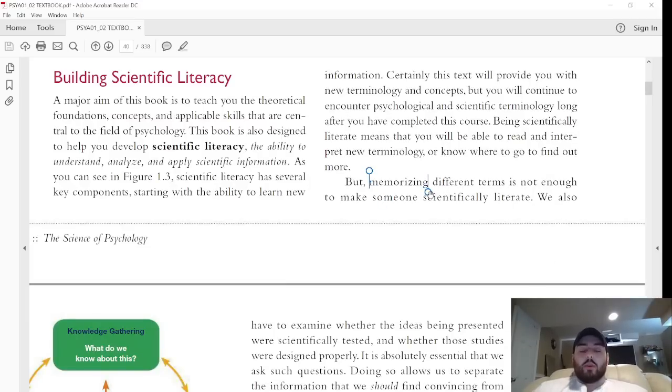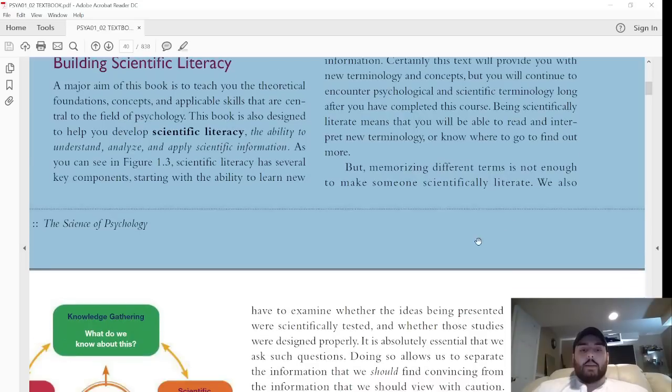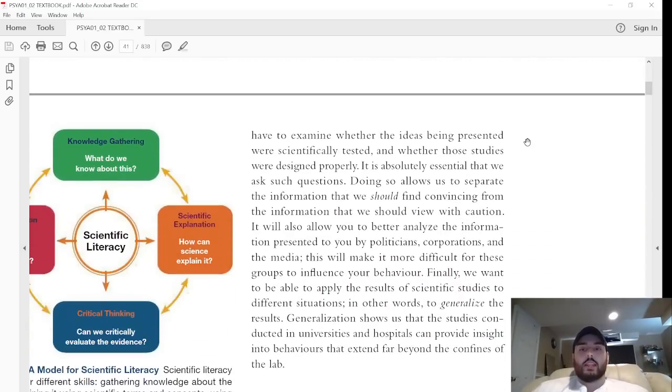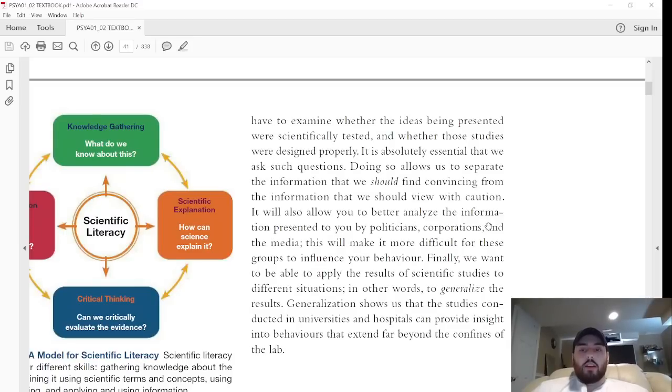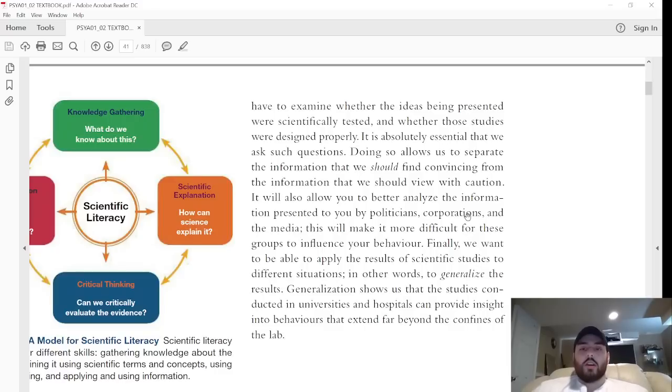Memorizing different terms is not enough to make someone scientifically literate. Now, this is a key point here. I understand that I'm going through different definitions in this text and giving you different small examples, but for every term that I'm giving you, it's important that you understand how to break it down into layman's terms so that you also understand it. And we also have to examine whether the ideas being presented are scientifically tested and whether those studies were designed properly. It is absolutely essential that we ask such questions. Doing so allows us to separate the information that we should find convincing from the information that we should view with caution.